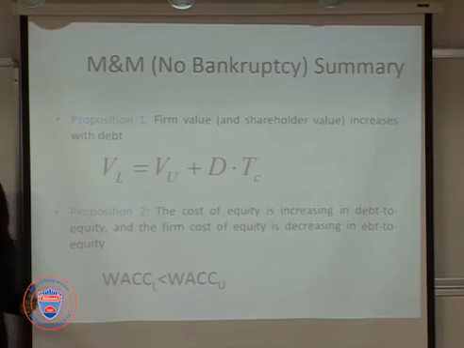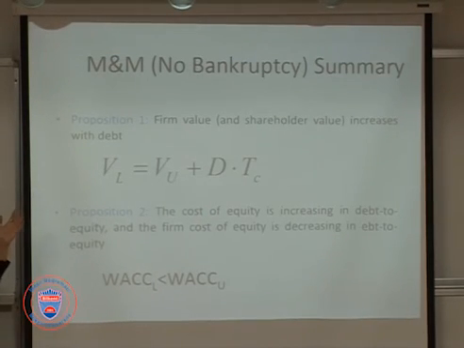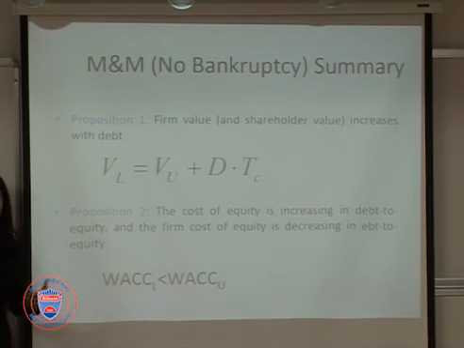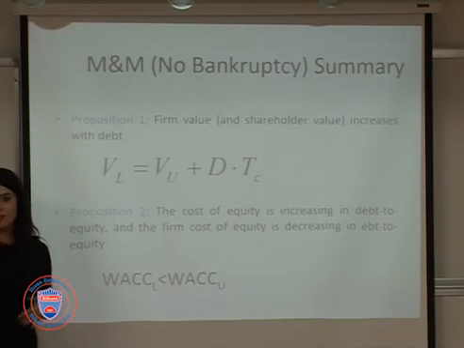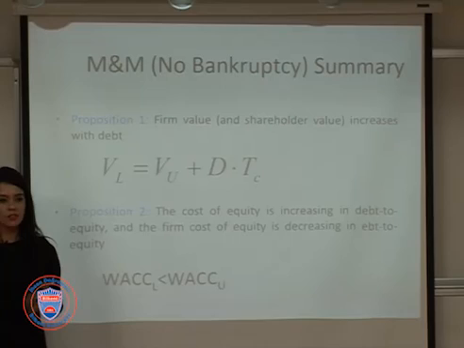So the optimal debt to equity ratio is an infinite amount of debt. And in Proposition 2, you were able to minimize weighted average cost of capital by using debt. And this is how you maximize the value. So that's the summary of what we just saw.